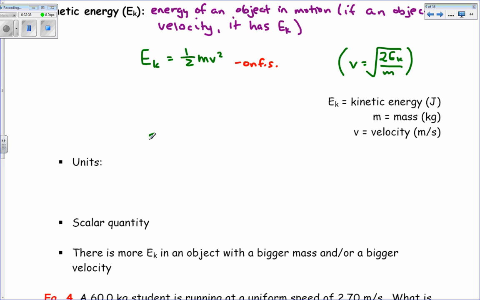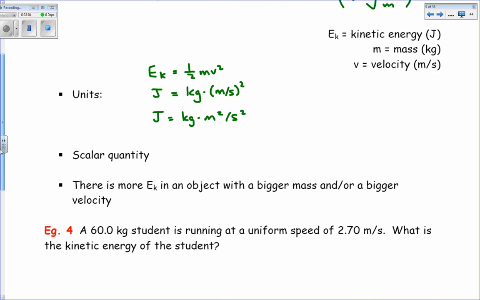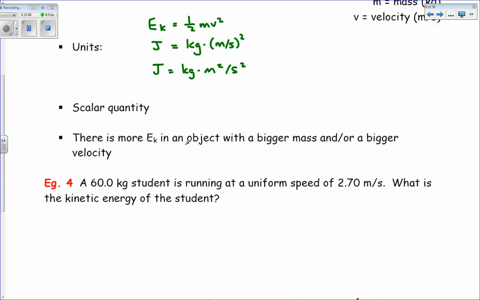Unit analysis. So EK equals 1/2 mv squared. EK is in joules. The 1/2 we ignore because it doesn't have a unit. Mass is in kilograms. And velocity is meters per second, and then that's squared. So that shows us that a joule is equal to a kilogram times a meter squared per second squared. And again, kinetic energy, all types of energy, they're scalar quantities. And this should be obvious. There's more kinetic energy in an object with more mass and or a bigger velocity. So again, pretty simple formula for using.